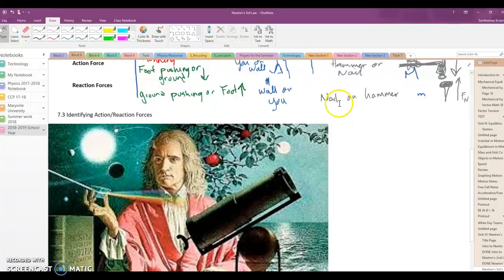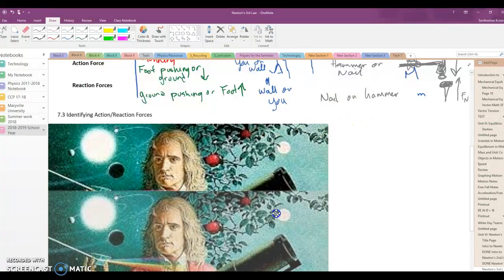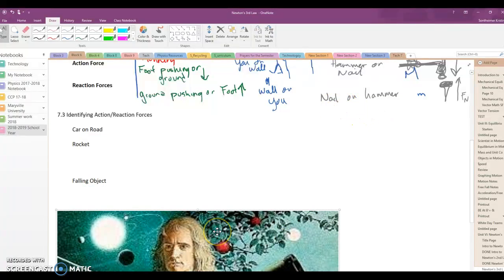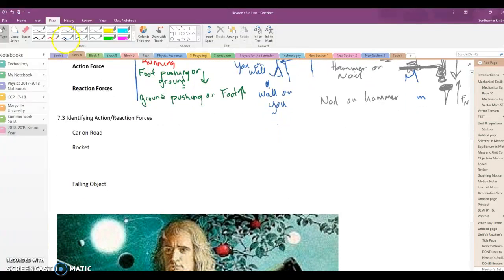So action-reaction forces. Let's move my picture out of the way. Okay, so I'm going to do some more samples. We did a bunch up here, but we'll do a couple more just because we like pictures. Car on the road. As you learn how to drive, you'll realize on snowy, slick days why we sometimes have snow days: because you can't get traction.